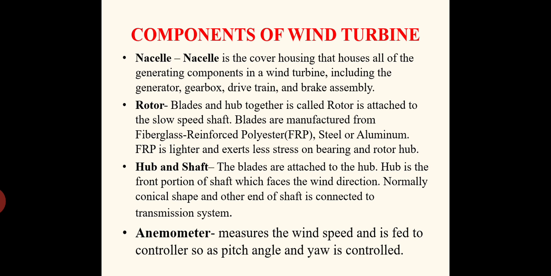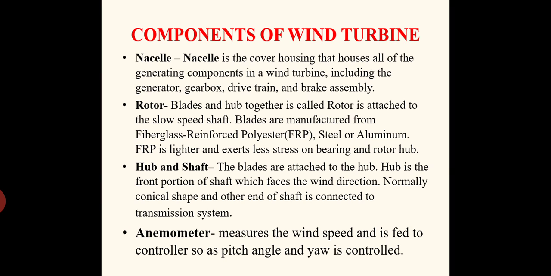Now coming to the components of the wind turbine, first one is the nacelle. Nacelle is the cover housing that houses all of the generating components in a wind turbine, including the generator, gearbox, drivetrain, and brake assembly. So all these are included within this covering. This uppermost covering, which includes gearbox, generators, and driving system, everything is known as the nacelle, or housing. We'll simply call it a housing for gearbox and everything else.